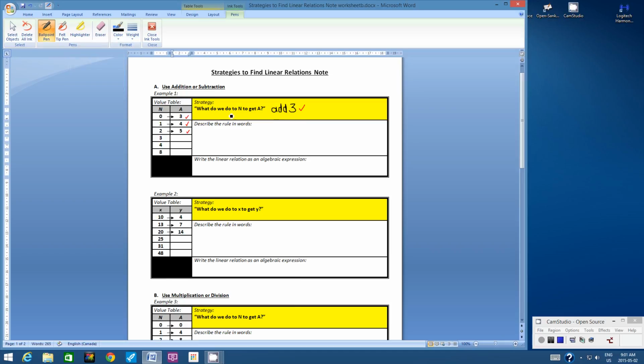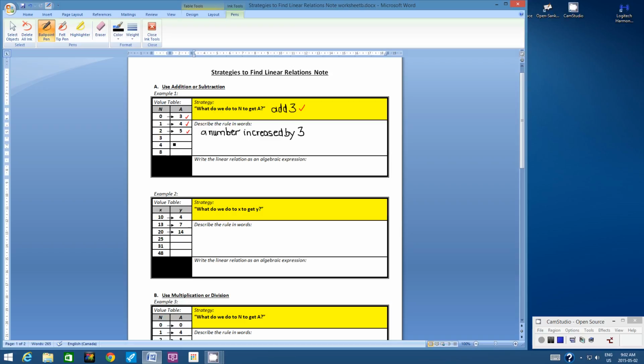Okay, so let's go to the next section. Describe the rule in words. We've had a lot of practice doing this. So what is this? Well, N is a number. And then what did we do to that number? We can describe the rule in a number of ways: a number increased by 3, a number added to 3, the sum of a number and 3. These are all rules that would work. We're just taking this strategy and making it into a math statement.